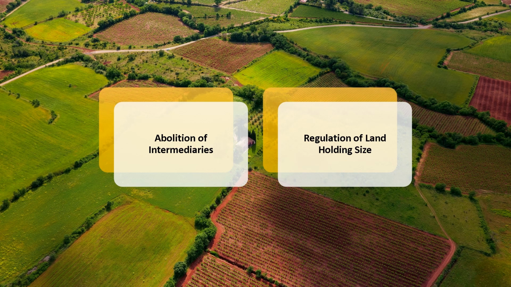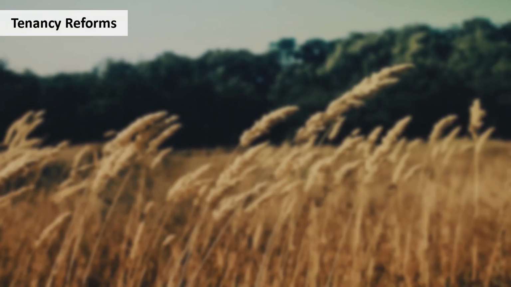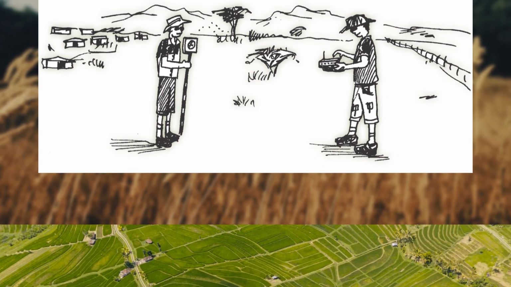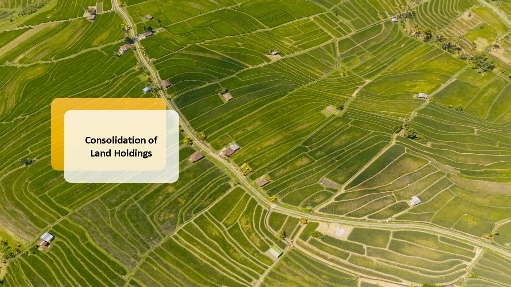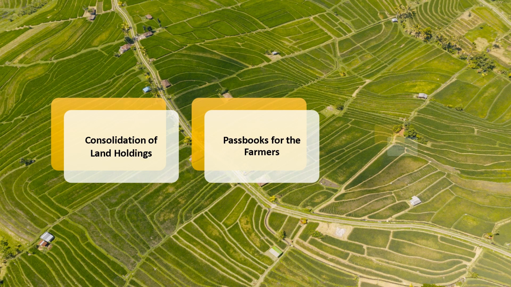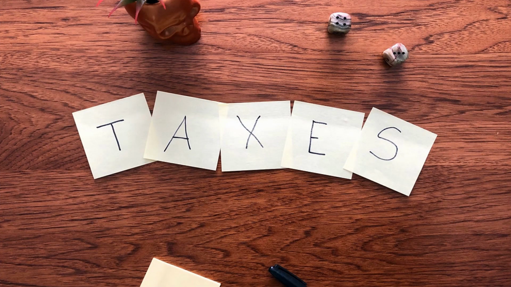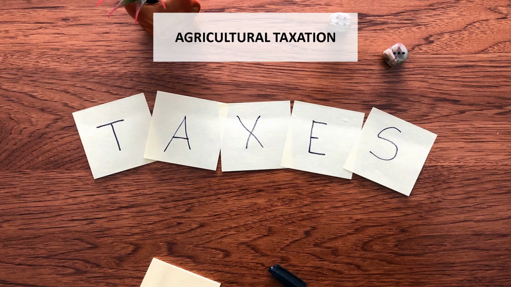various tenancy reforms we brought under the land reforms programs, like regulation of rent, security of tenure, then ownership right to the farmers. Then we have also implemented the consolidation of land holding in the agriculture sector. Then we have provided the passbook to the farmers so that farmers can apply for loans and other government schemes to take the benefit, such as subsidies or purchase of inputs from the government organization. And then we have also done experimentation with cooperative farming because we have marginal farming. About 80% of land holding in India are marginal farms.